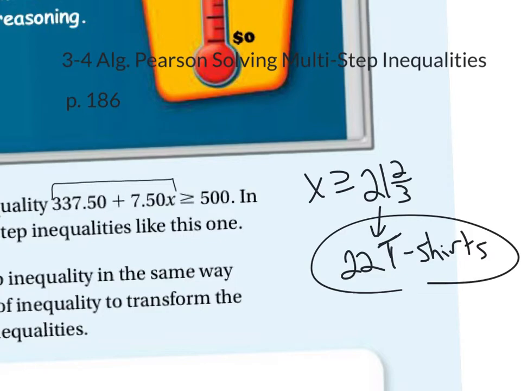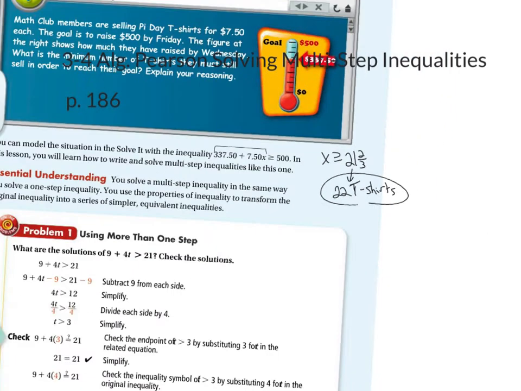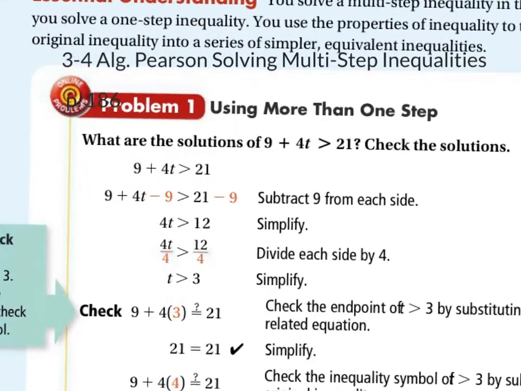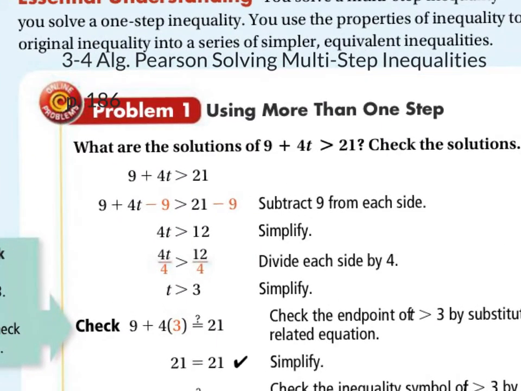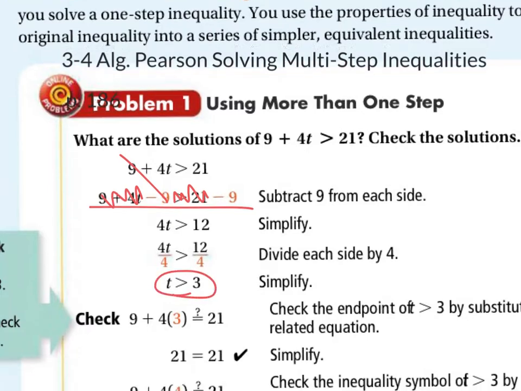So we're going to look at the steps involved with solving these multi-step inequalities. If you look at problem 1, it says what are the solutions of this inequality. The first thing is they got the variable term by itself by subtracting 9 on both sides. And then the variable is being multiplied by 4, so they divided by 4 on both sides. They got t is greater than 3. So t is greater than 3.